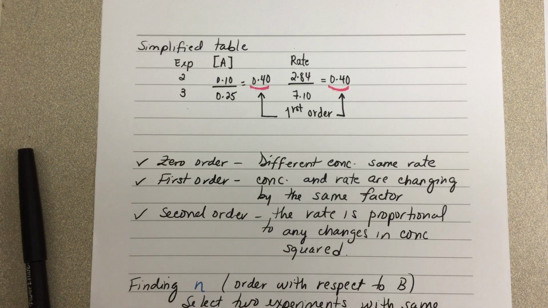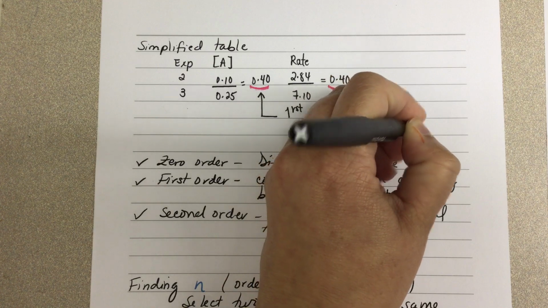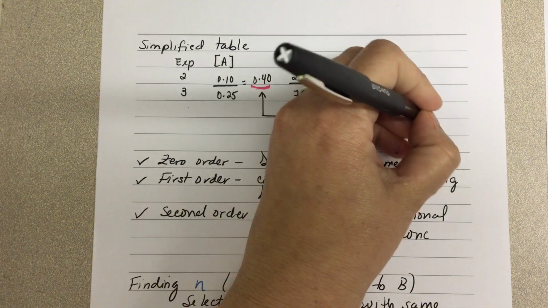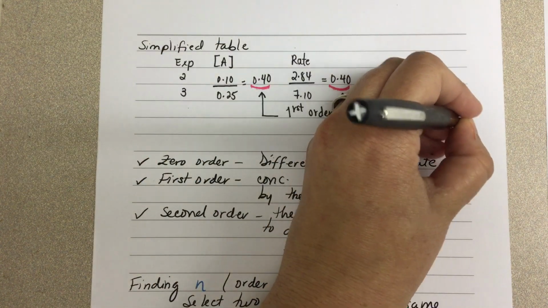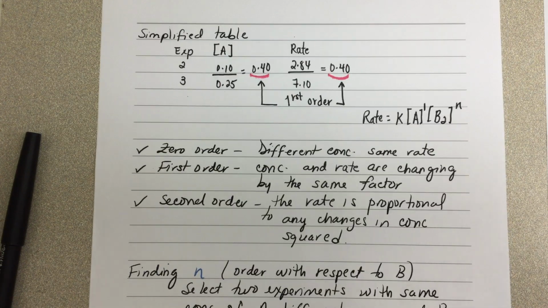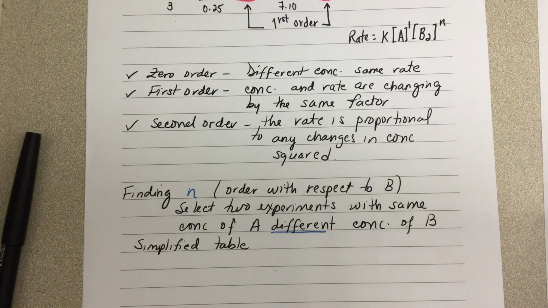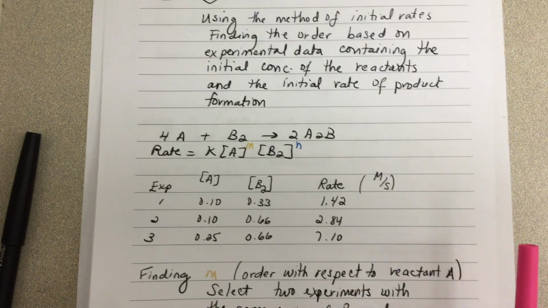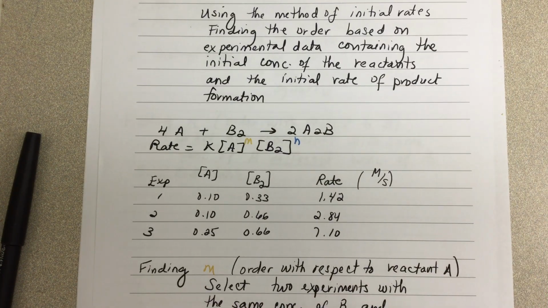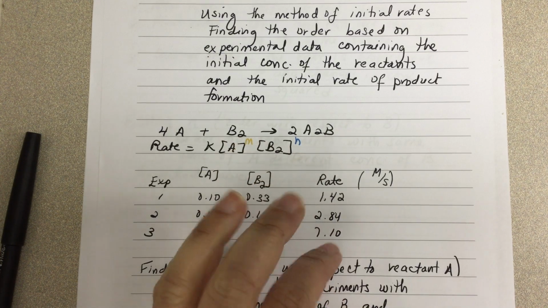So we already have the order with respect to A. Okay, A, and that's going to be A1. Now we're missing B2, which we're using the letter n. So we're halfway there. To find out the order for B2, we're doing exactly the same thing. You're going to look at the table and find two experiments where the concentration of B2, the one that you're trying to get, is different, and the concentration of A is the same.